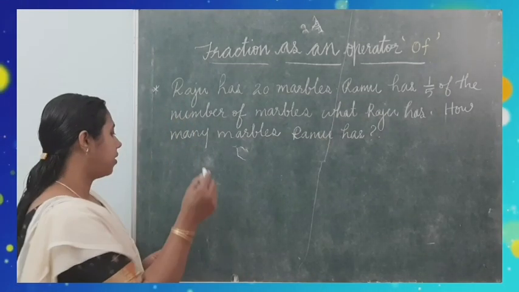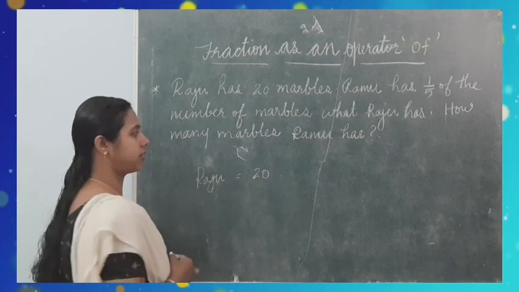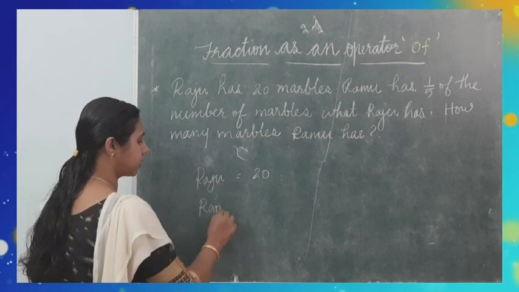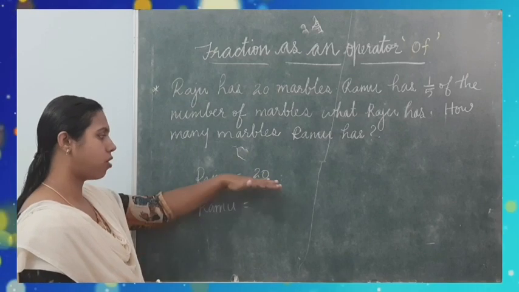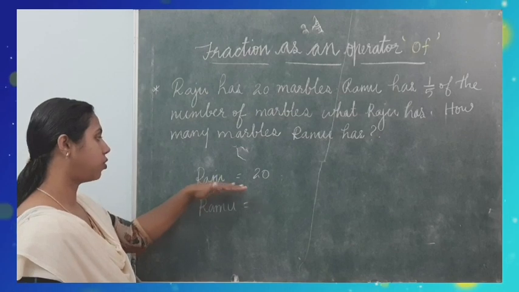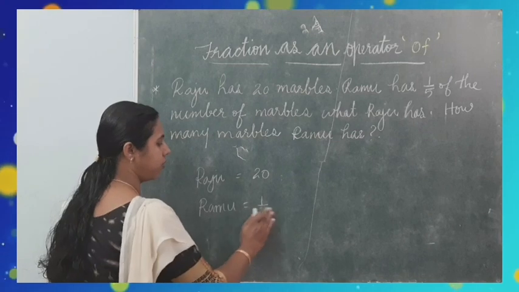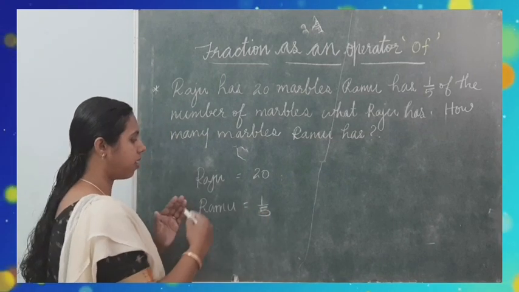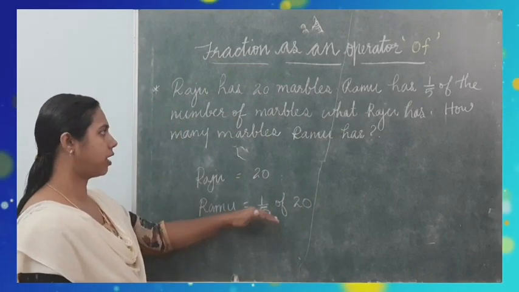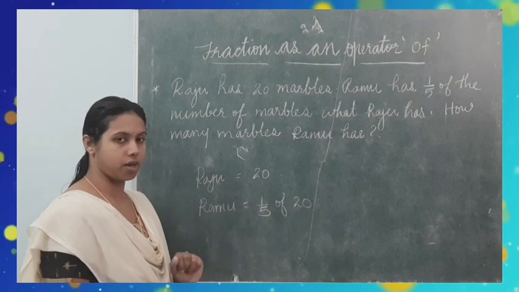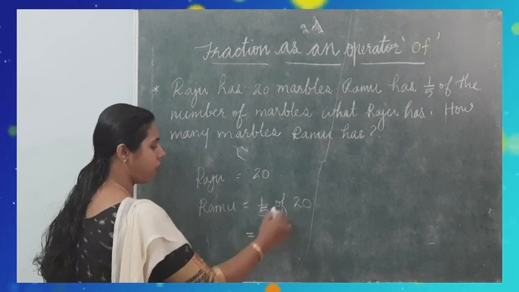So you can write here, Raju has 20 marbles. Ramu has only 1/5 of this. So Raju has 20 marbles, and Ramu has only 1/5 of that number. That means 1/5 of 20 marbles, 1/5 of the number of marbles Raju has. That means 1/5 of 20. 1/5 of means multiplication.